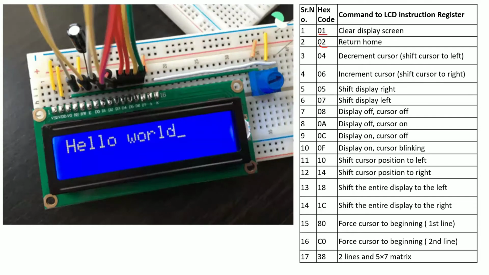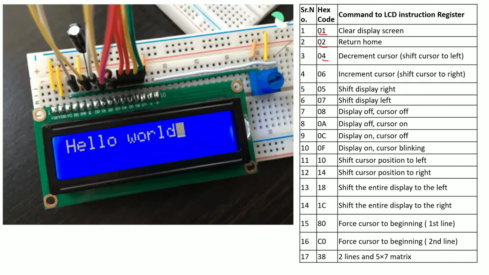If I send 02, return home. Return home means the cursor is here, so the cursor will come to the home position. Home position means the starting line of your LCD. Okay, next one 04. If I send 04, we are going to decrement the cursor. Decrement the cursor means we are shifting the cursor to the left. Next one, increment the cursor, that means we are shifting the cursor to the right.